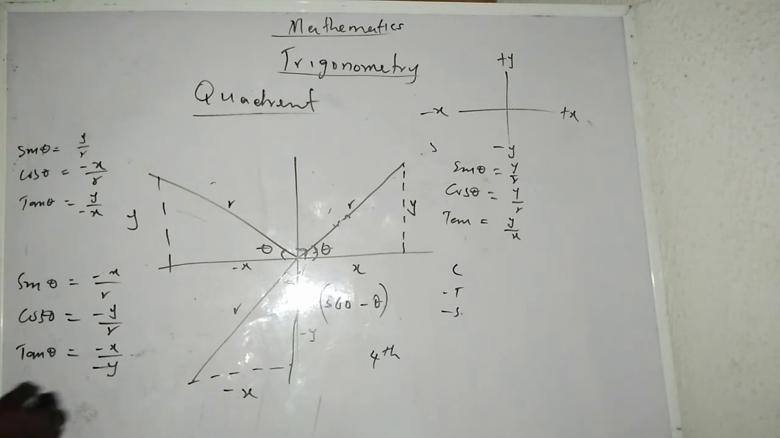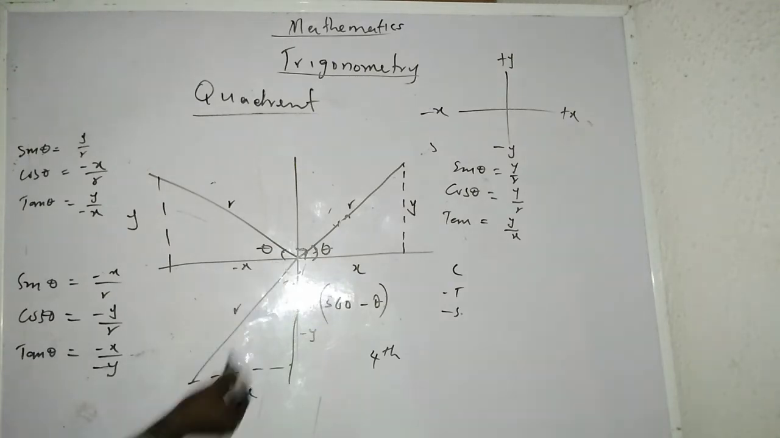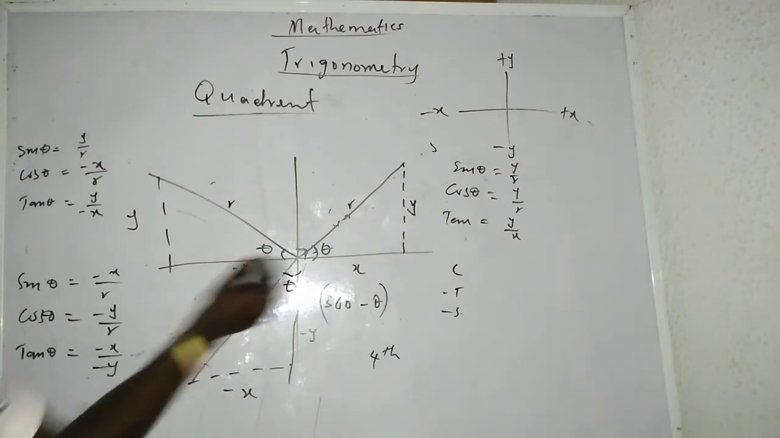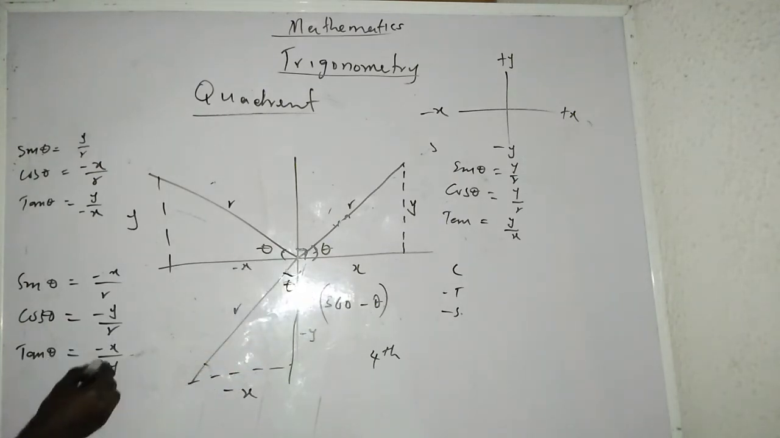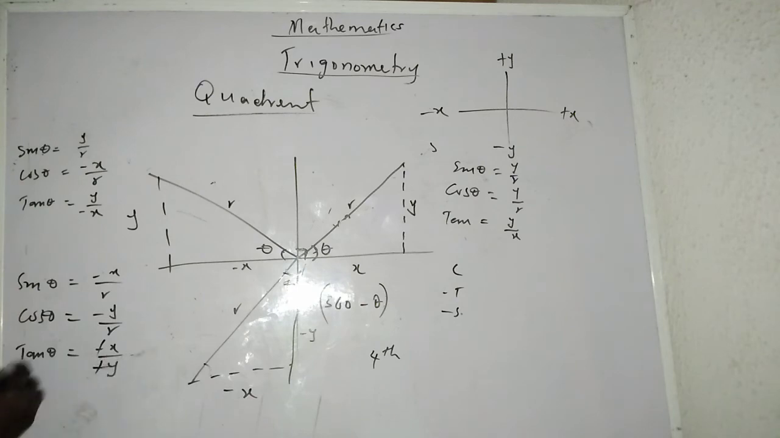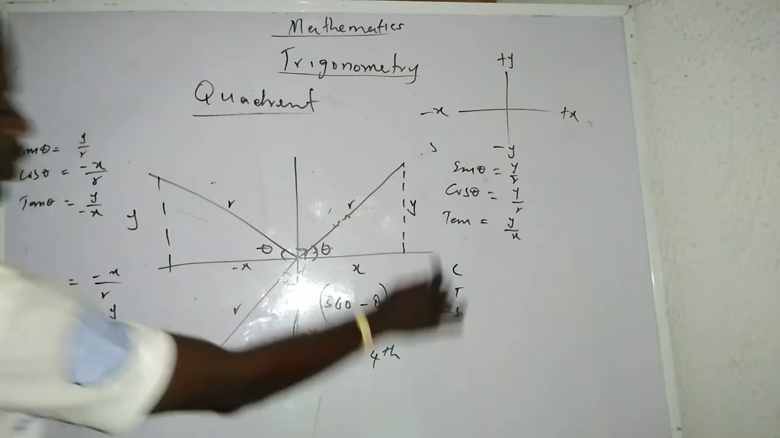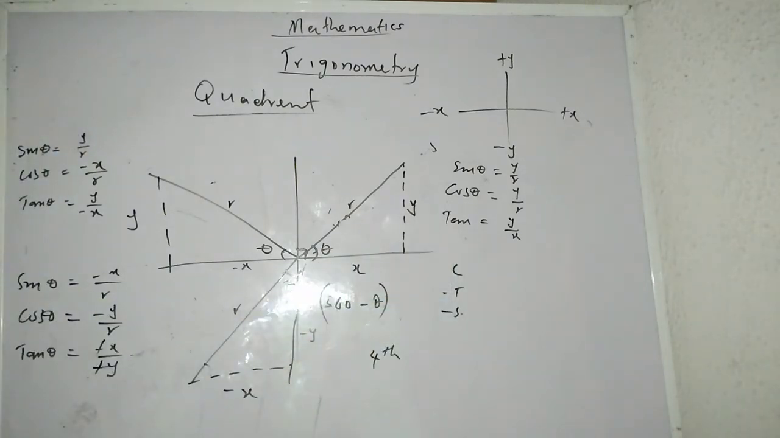Let my angle form here. Now, we cancel the minus, only tan is positive. Others are negative. The same thing that happened here, cos will be negative here. Now, that is all about the quadrants.